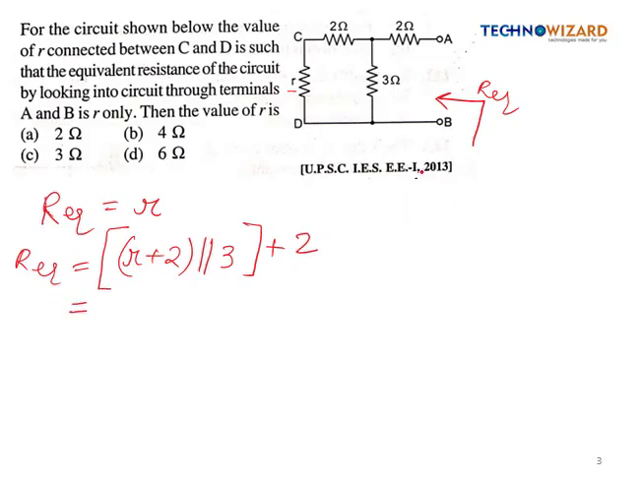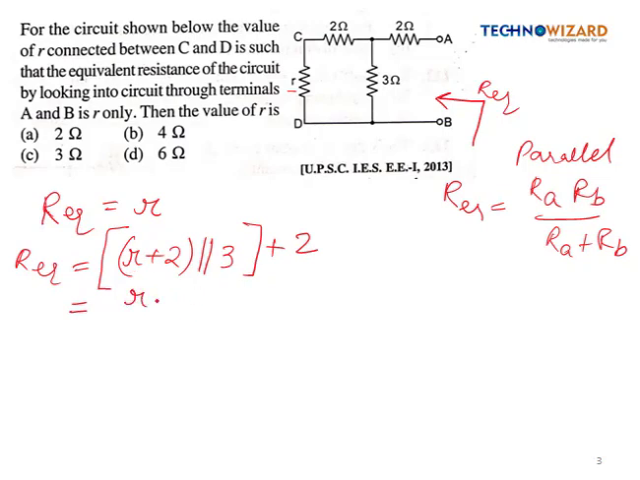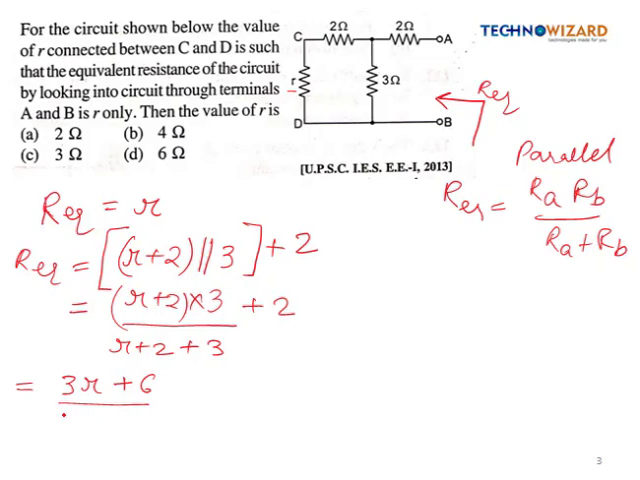If two resistances are connected in parallel, their R equivalent formula is Ra Rb divided by Ra plus Rb. So this formula is for the parallel, right? Similarly, here they are in parallel, so suppose this is Ra, this is Rb, so we will apply the formula here. So this will be R plus 2 into 3 divided by R plus 2 plus 3, plus 2, right? So we will simplify it as 3R plus 6 divided by R plus 5, plus 2.